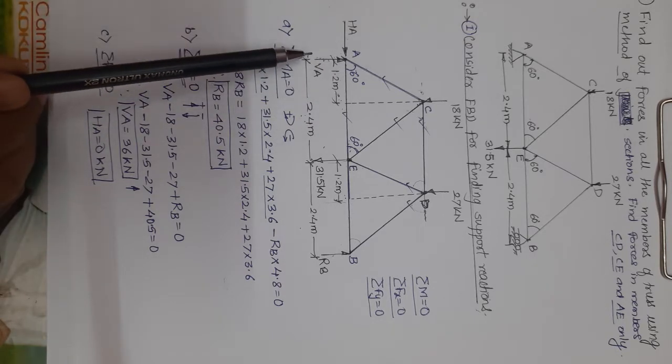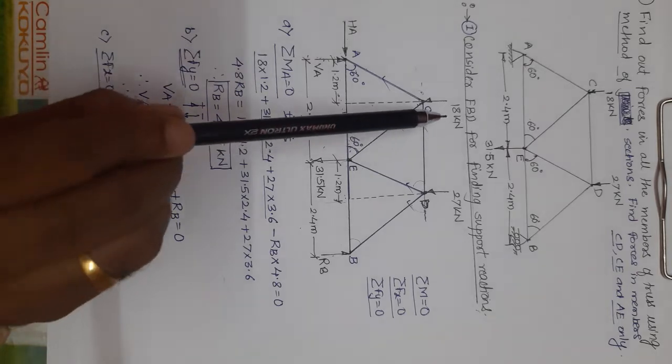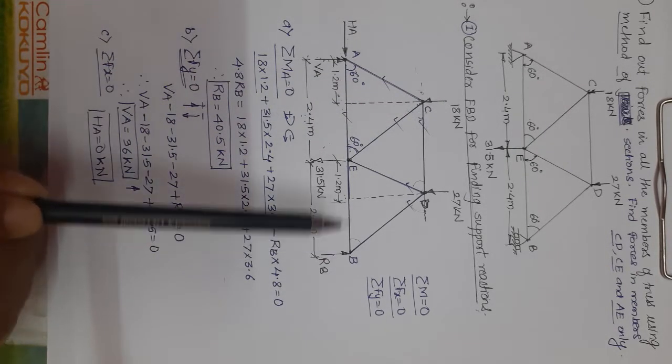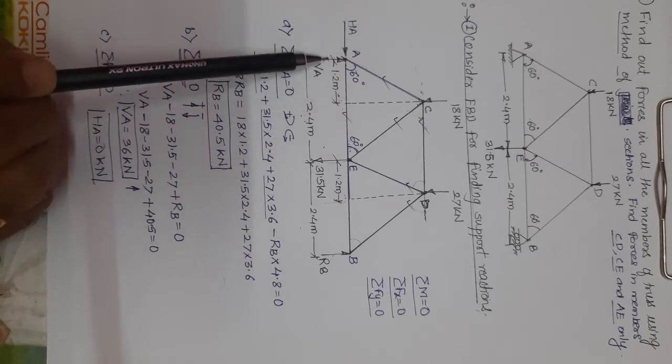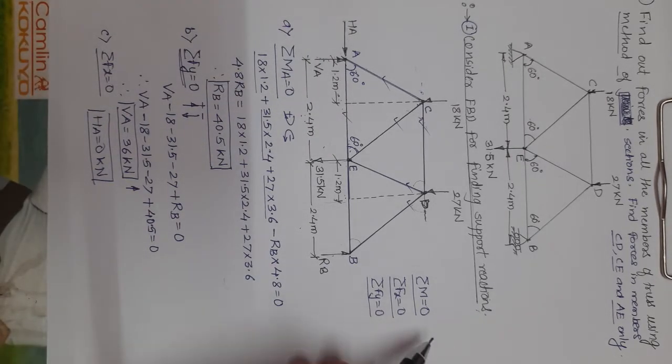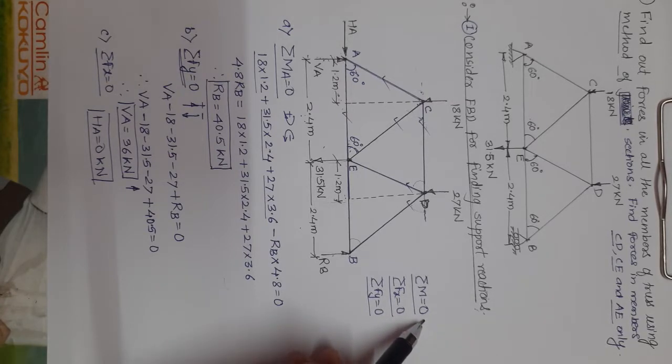So what is to be done now? What is necessary here is we have to find the values of RB, VA and HA. For that, we can solve this problem in 3 steps. First, we will take the moment, then we will resolve the forces horizontally and then vertically.